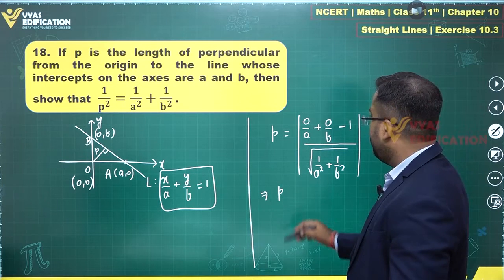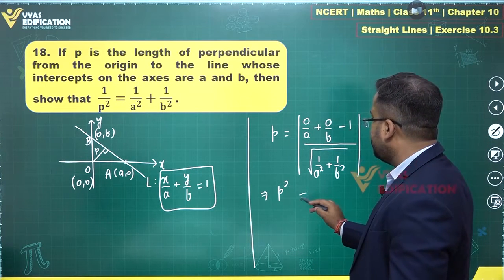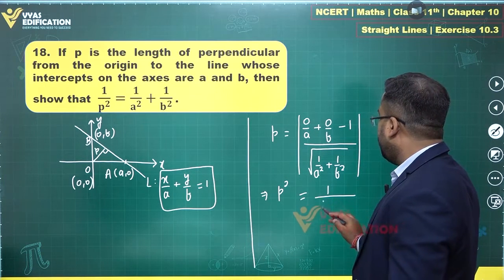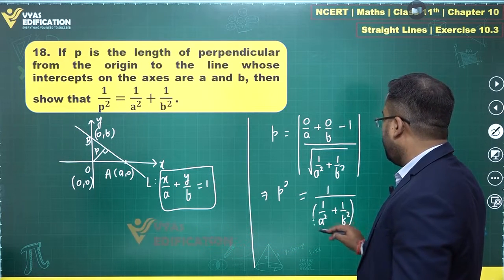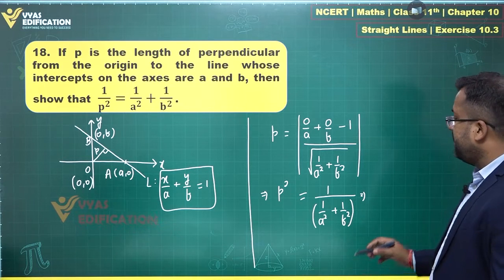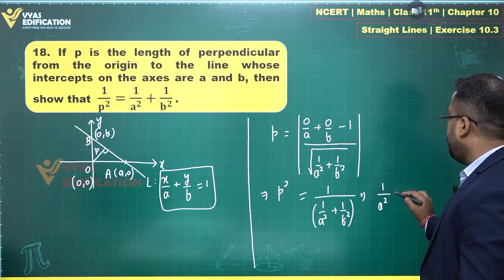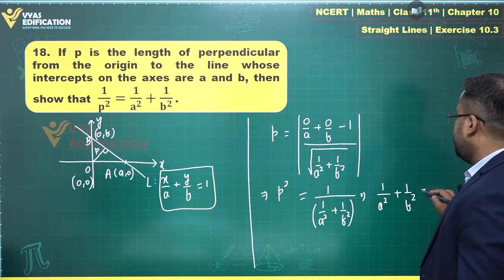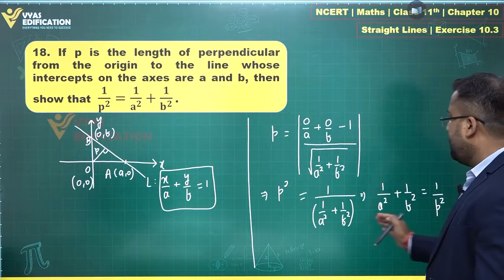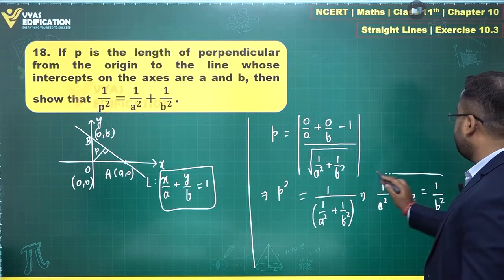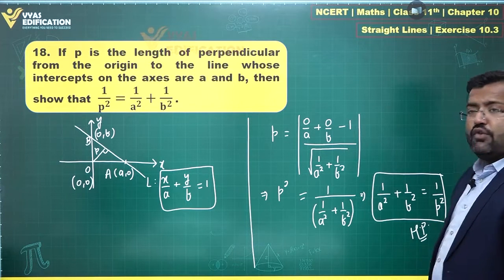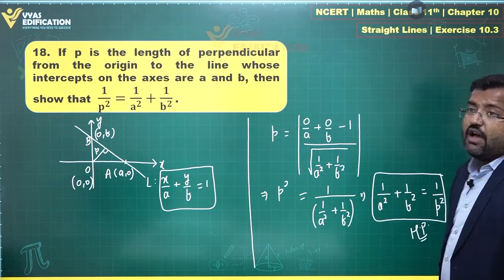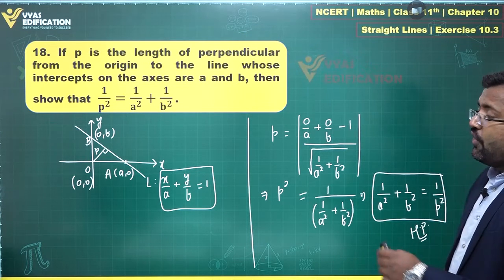This tells me P, and you can square this as well. Minus 1 square will be 1, and this will be 1 upon A square plus 1 upon B square. Okay. Can I cross multiply and see where that takes me? This tells me that 1 upon A square plus 1 upon B square is equal to 1 upon P square. Cross multiplying, and yes, this was the thing that we wanted to prove, right? That's all that you have in this particular question over here.